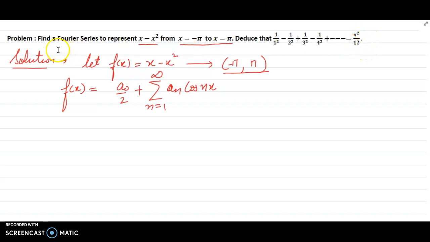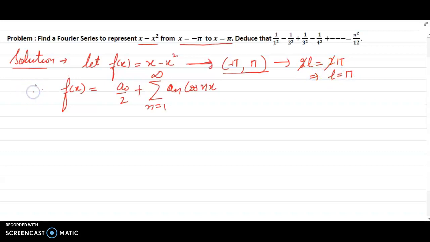Now in this problem, let f of x be x minus x square. It is defined in the interval minus pi to pi. If you see the length of the interval, 2L in this case is equal to what? 2 pi. It means the value of L is pi.